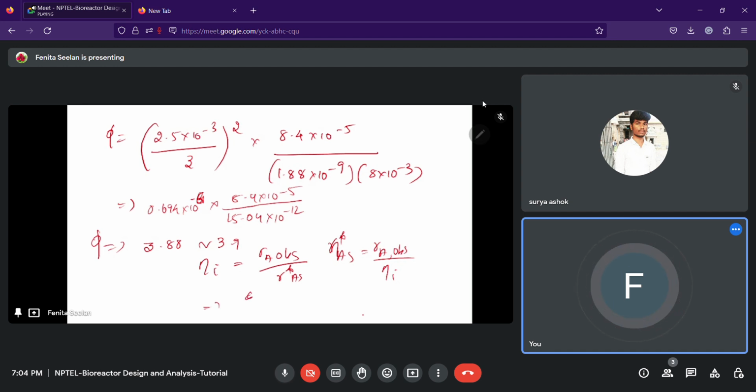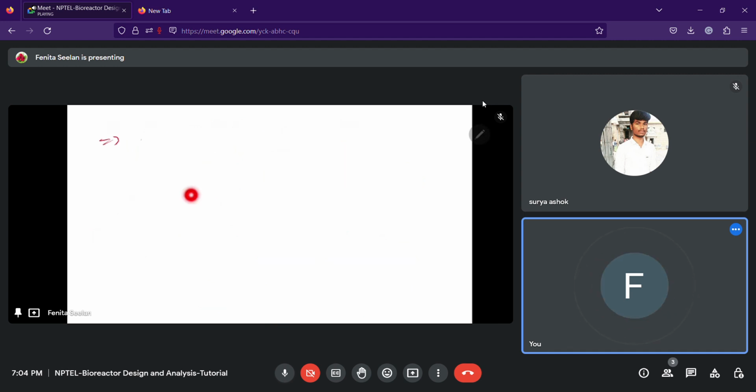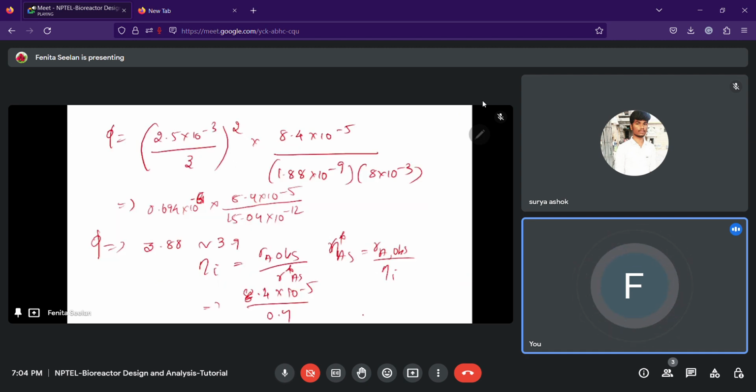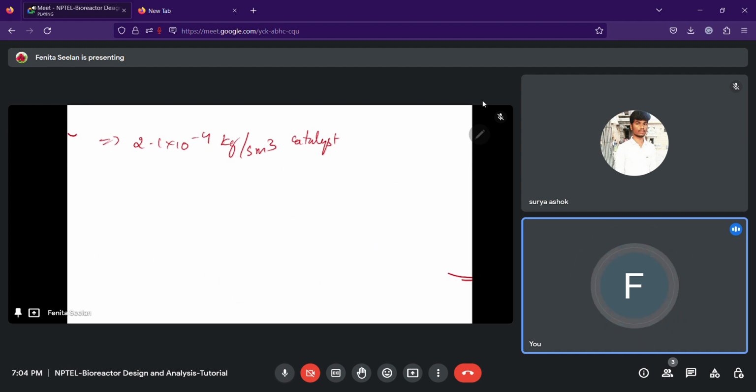8.4 into 10 power minus 5 divided by 0.4, that would be around 2.1 into 10 power minus 4 kg per second meter cube of catalyst. So if our diffusion resistance is eliminated, then the observed reaction rate would be 2.1 into 10 power minus 4 kg per second meter cube.